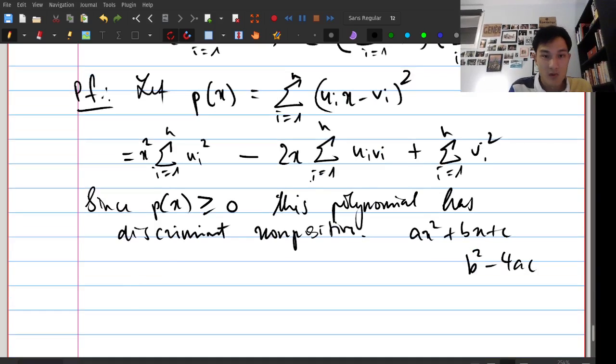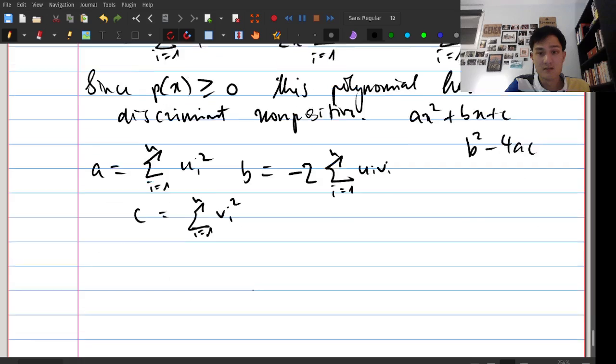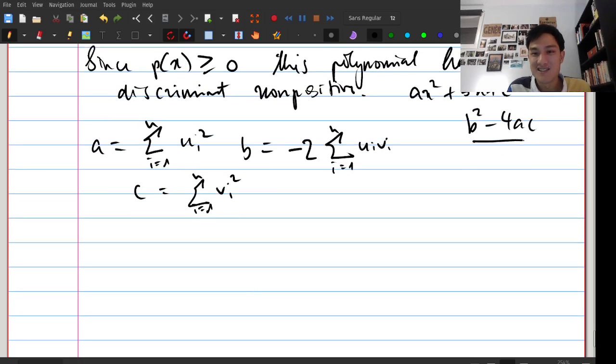So what exactly is a here? a is equal to the sum of i equals 1 to n of ui squared. b is equal to minus 2 times the sum of ui vi, i equals 1 to n. And c is equal to the sum of i equals 1 to n of vi squared. And now literally, you just need to do this. The observation is that this is non-positive. So if this thing is less than or equal to 0, then we have b squared is less than or equal to 4ac.